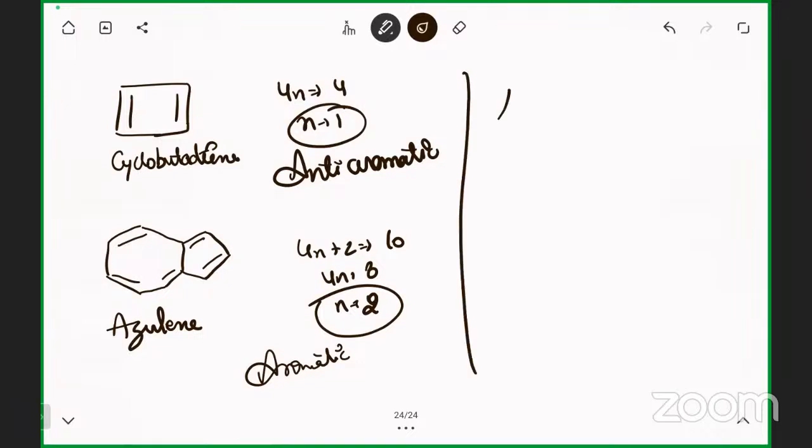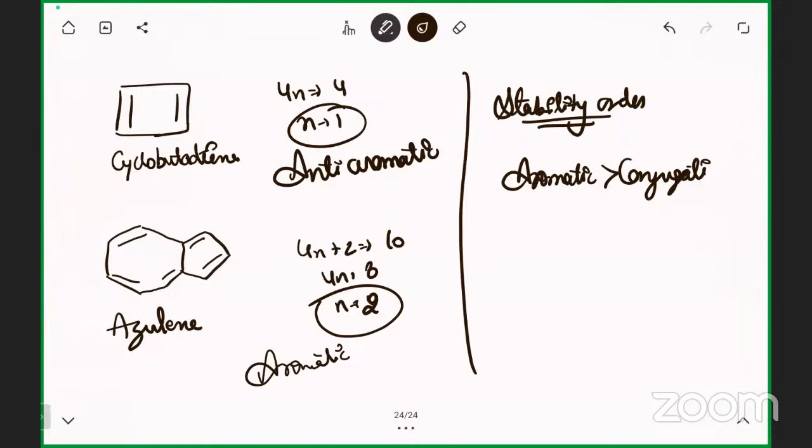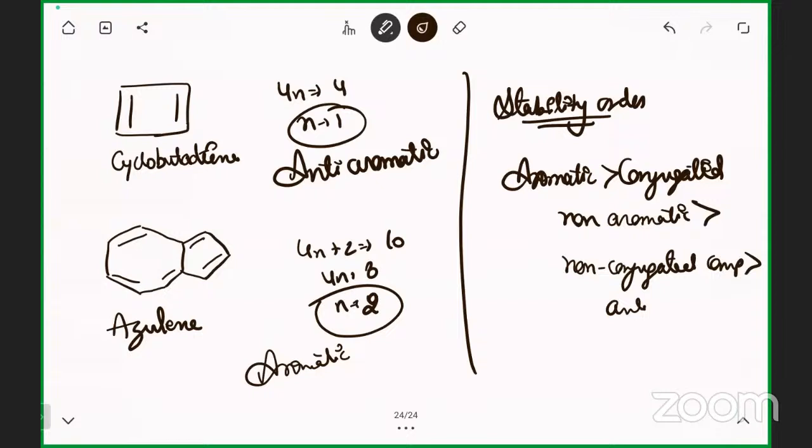Yes, sir. Okay, stability order, just remember which are more stable. The aromatic compounds are the most stable. Then conjugated non-aromatic, those compounds which are conjugated but non-aromatic. Then after that we have non-conjugated compounds. And then at last we have anti-aromatic. Okay, so this is the stability order, just remember that.